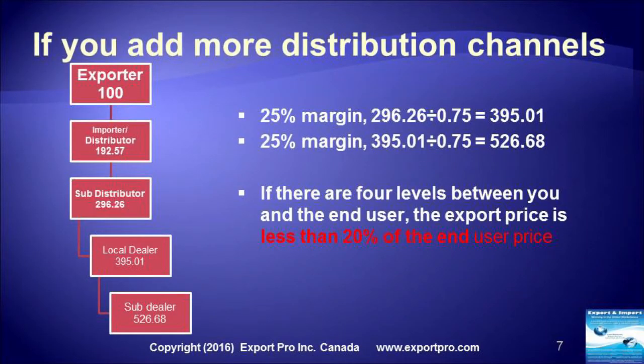If you add two more distribution levels, the factor increases to more than 5 times the export price. You get less than 20% of what the customer pays. The more levels of distribution you have, the more companies there are that need to make a profit, and you will get less. Your new export price will be lower than with a shorter distribution.